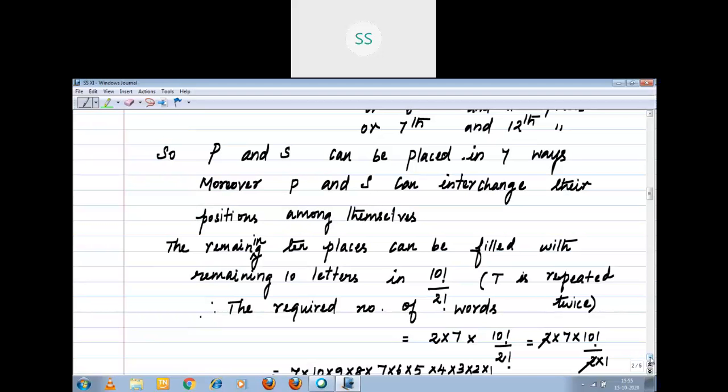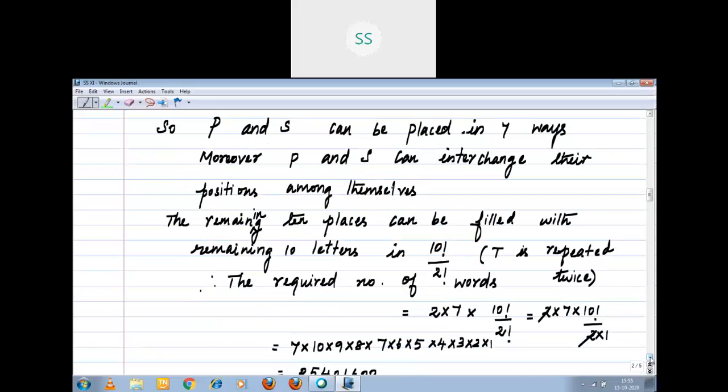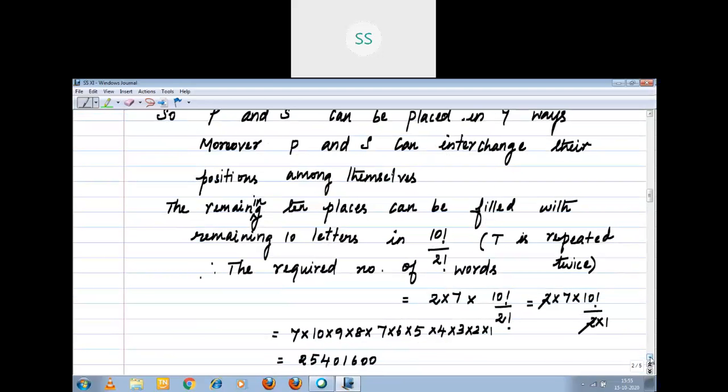The remaining 10 places can be filled with the remaining 10 letters in 10 factorial divided by 2 factorial, because T is repeated twice. Got it, children? So, the required number of words equal to 2 into 7 into 10 factorial divided by 2 factorial. You will arrive at the result as 25401600. Got it, children? Thank you, children.